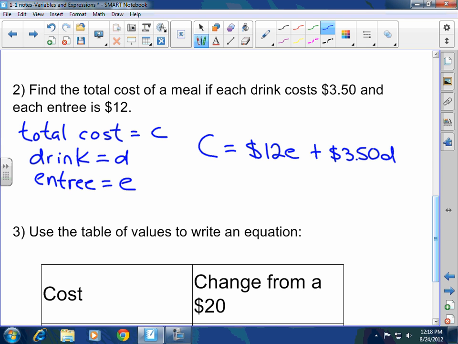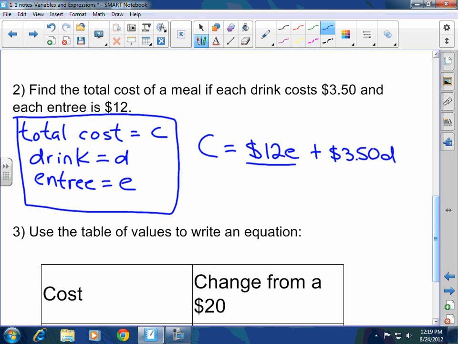That's the thing. I cannot read your brains, guys. If I could read your mind, that'd be really cool, but I can't. So you're going to have to let me know what's going on. I labeled my variables, and then I simply plugged it in. The cost is $12 per entree plus $3.50 per drink. Done. Does that make sense, gentlemen? Do you understand your mistake, my man? Thank you.